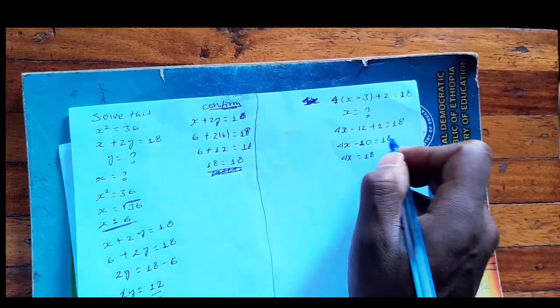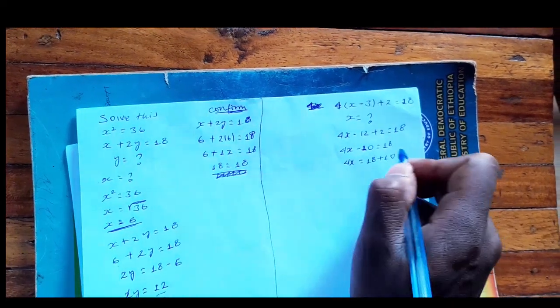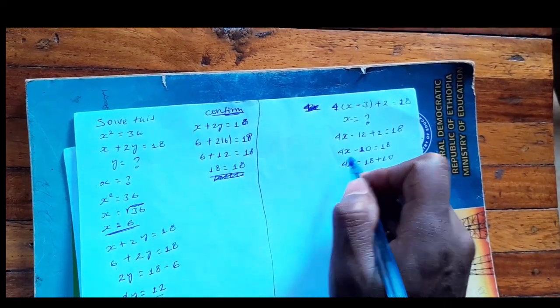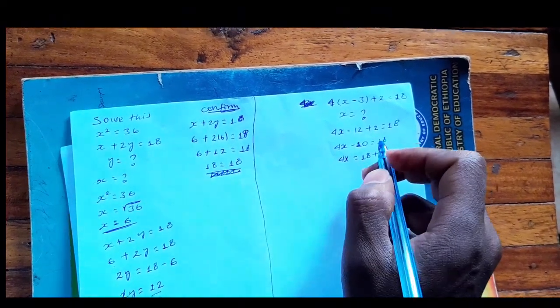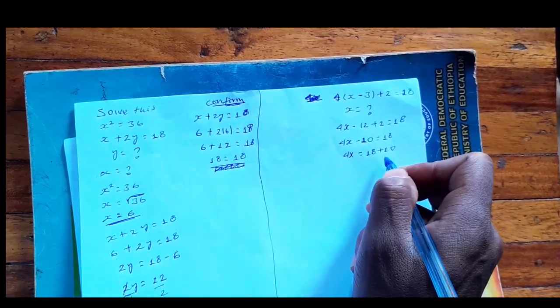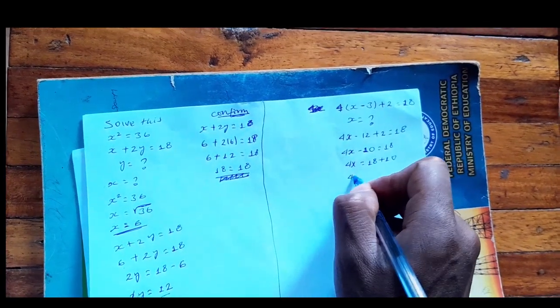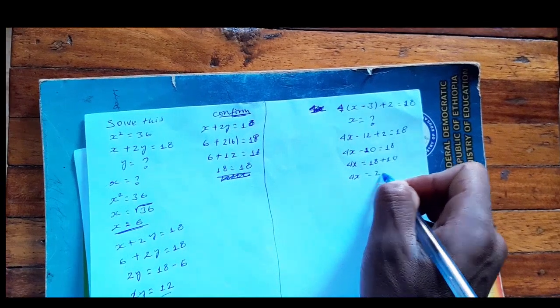When we transfer this to the other side, it becomes plus 10, because a minus, when transferred to the other side, becomes positive. After that, we collect the number to the number. For this reason, 4x is equal to 28.